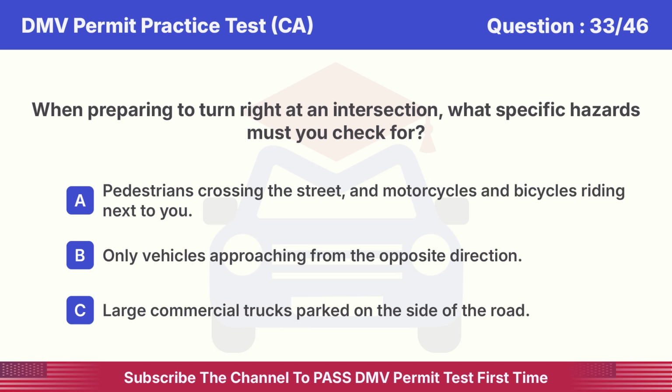Question 33. When preparing to turn right at an intersection, what specific hazards must you check for? Option A, pedestrians crossing the street and motorcycles and bicycles riding next to you. B, only vehicles approaching from the opposite direction. C, large commercial trucks parked on the side of the road.